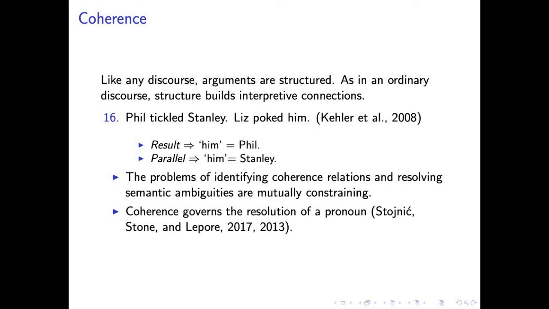Right? There's at least 2 ways you understand this, right? So one is this what-happened-to-Stanley reading, right? So everybody sort of piled up on him. Phil tickled him, Liz poked him, being Stanley. Another is a what-happened-as-a-result reading, where the second bit of discourse describes the result of the event described in the first one, right?